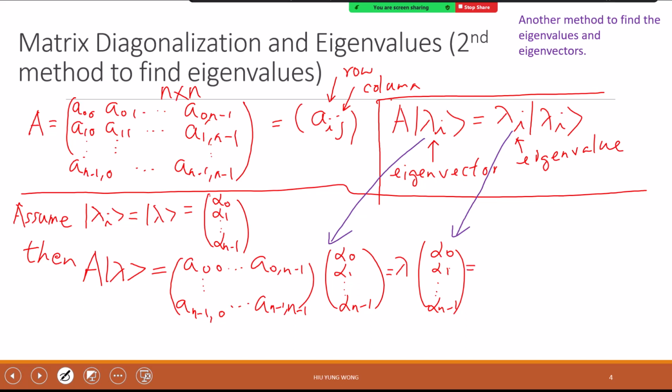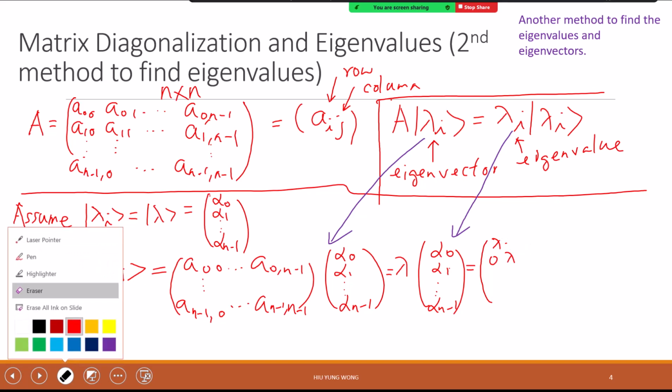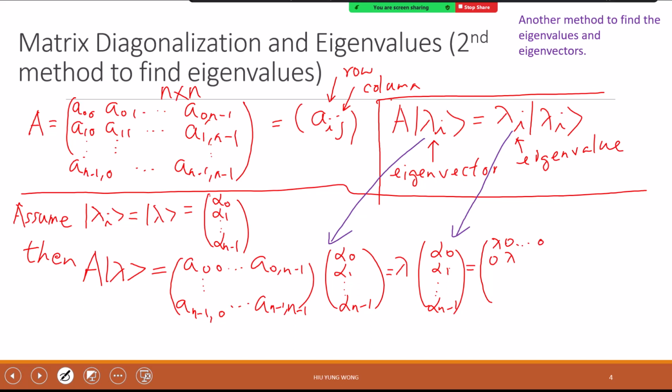But here I can further write it in this way. You see that what this does is just multiply lambda, which is a number, just a scalar, to each of these numbers, becoming alpha 0 lambda, alpha 1 lambda, all the way to alpha n minus 1 lambda. And it is easy to see that this is just equal to the matrix with lambda 0 ... 0 lambda, basically a diagonal matrix filled with lambda, times alpha 0, alpha 1, all the way to alpha n minus 1.